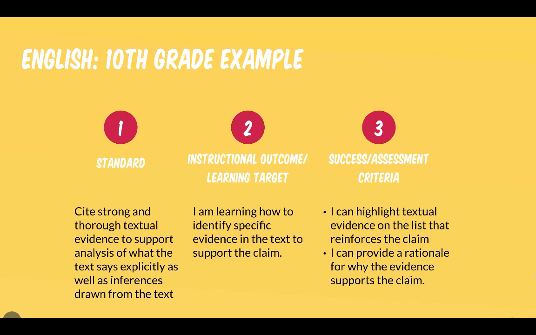So here is an example of a 10th grade English assessment criteria, and you can see the standard on the far left, the instructional outcome or learning target in the middle, and the success or assessment criteria on the right. Notice the standard starts with the practitioner language of a standard. We've simplified that language in the instructional outcome. We've also taken just a part of that standard out for the instructional outcome, because that standard would probably take more than one lesson to master, of course. And then from that instructional outcome, I have multiple I can statements that articulate what students should be able to do in order to demonstrate that they know how to identify specific evidence in the text to support a claim.